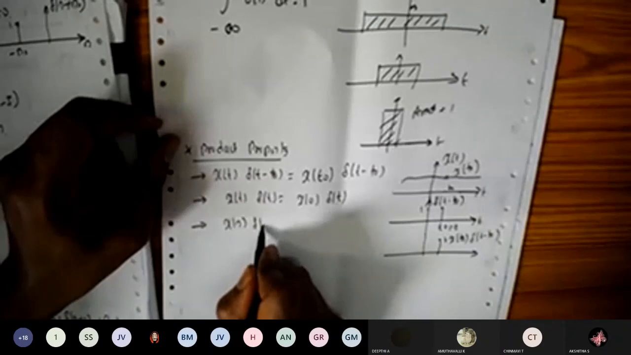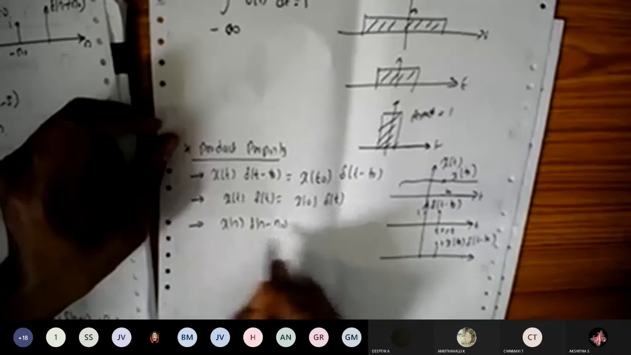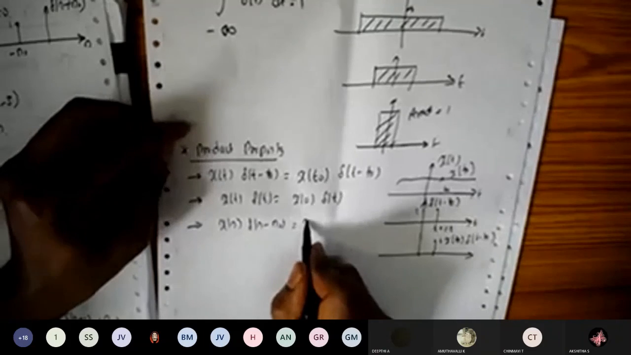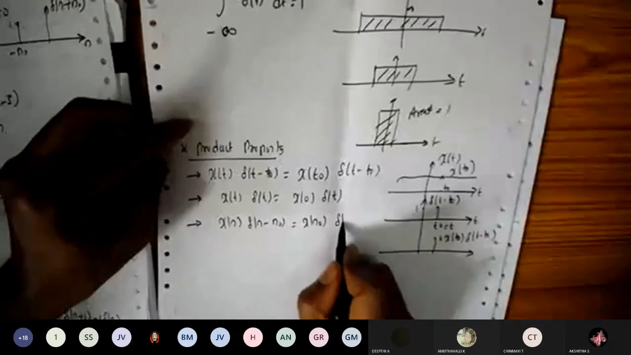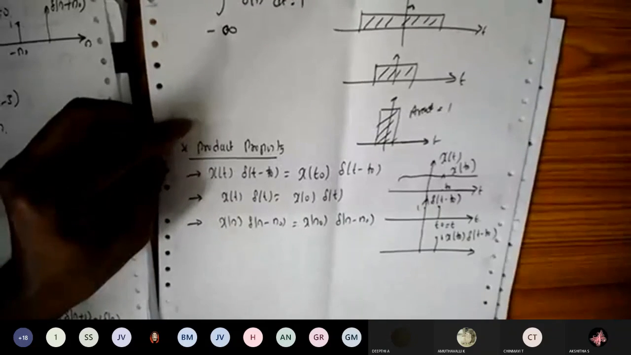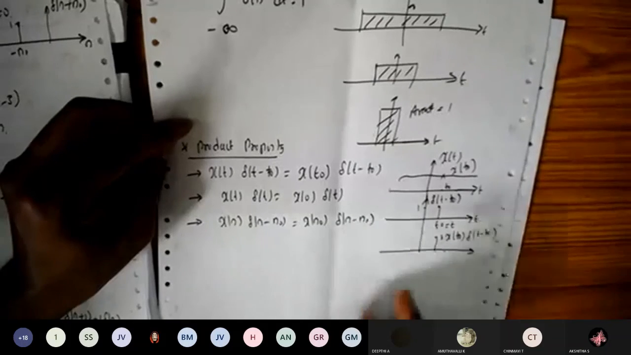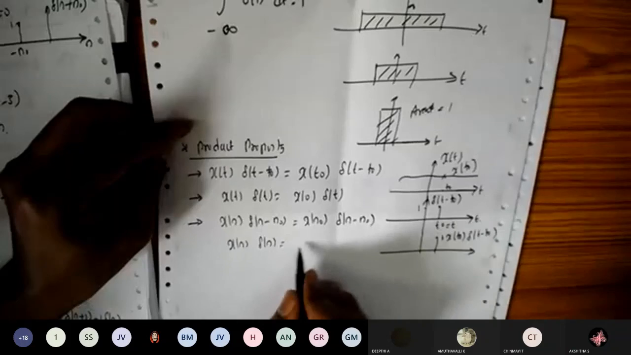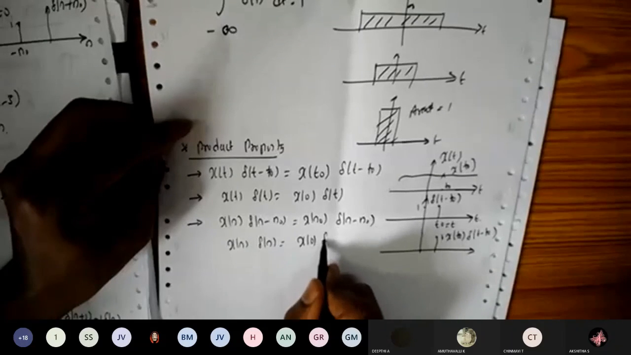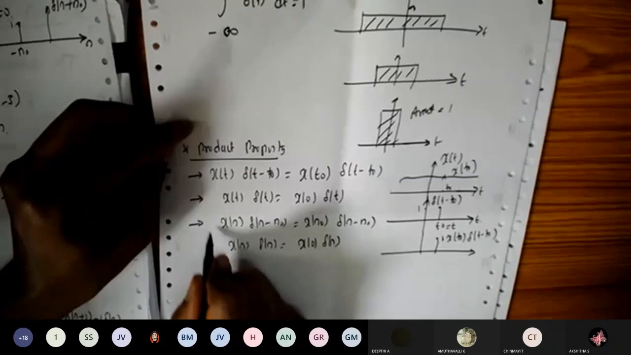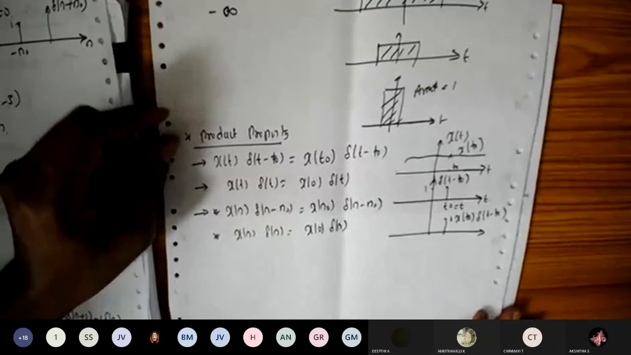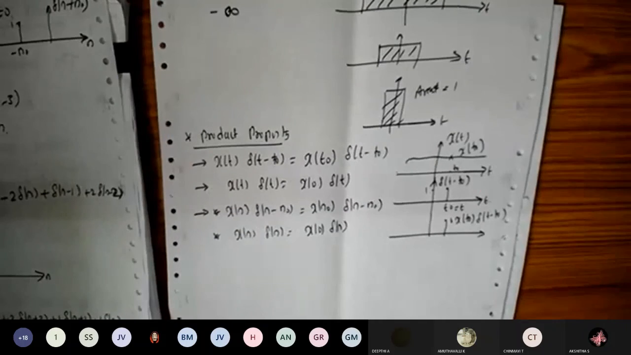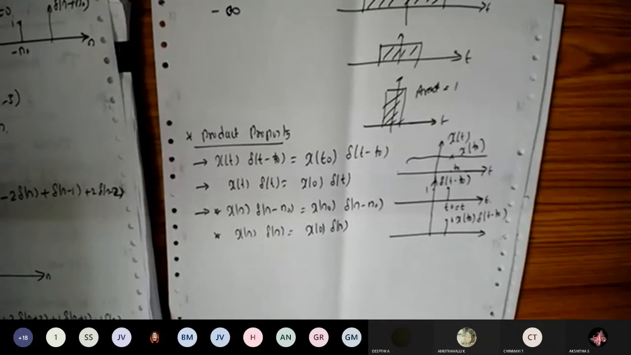Similarly for the discrete time signal, x of n into delta of n minus n naught is equal to x of n naught into delta of n minus n naught. And similarly, x of n into delta of n will become equal to x of 0 into delta of n. So this is for the discrete time signal.